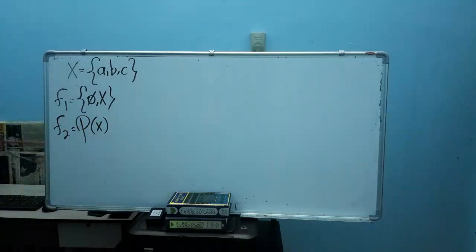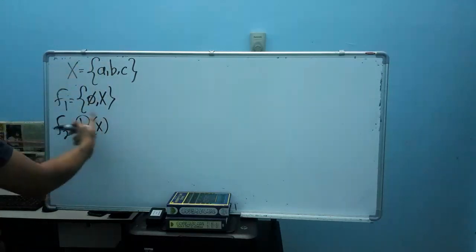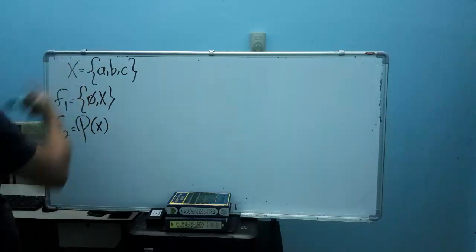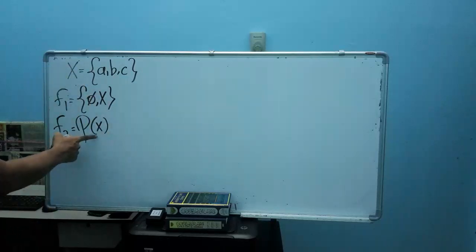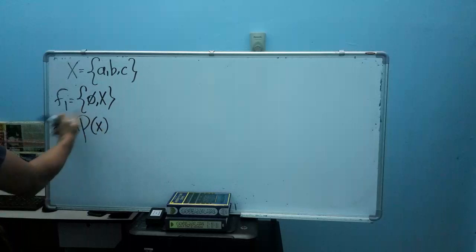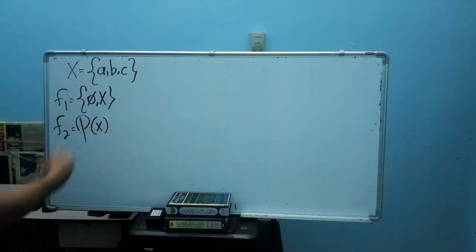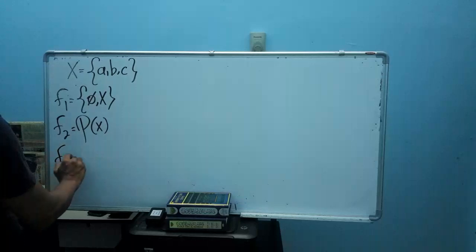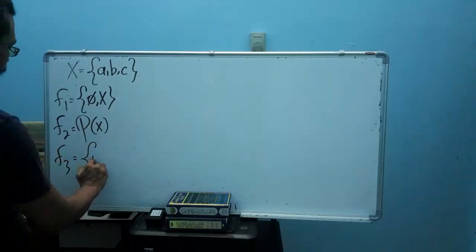So what do we mean by the power set of X here? It means we have the collection of all subsets of X. That is the power set. Of course, the power set of X is the largest algebra, and then we have the third algebra.